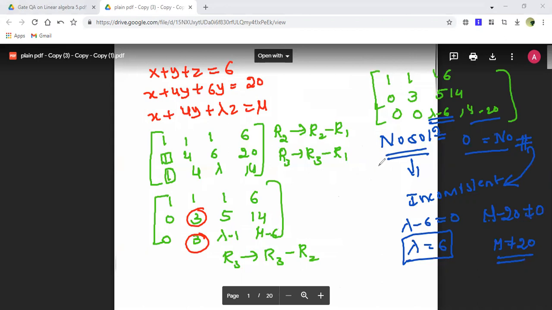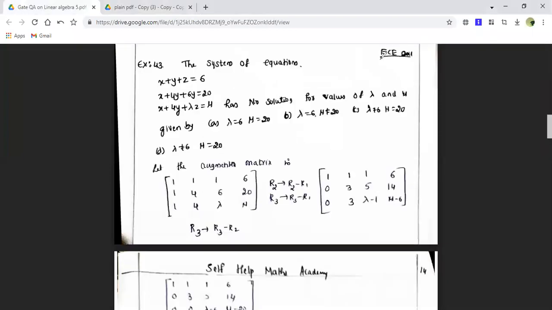The same problem you can solve by using the rank method also. If you are good in row reduction, you can go with this method. Within 2 steps, you will get the answer. So the answer is lambda is equal to 6 and mu is not equal to 20. Let's see the options. In the options you can see lambda is equal to 6 and mu is not equal to 20. So option B is the correct answer.